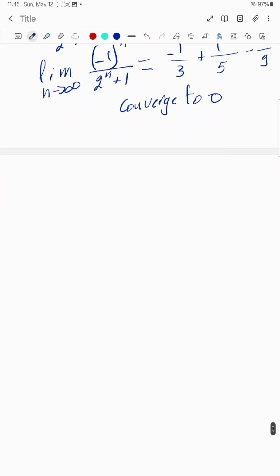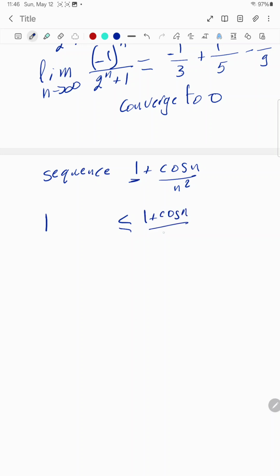Let's take the sequence 1 plus cos n divided by n squared. I know that the limit of that sequence is going to be between the one that is here, 1 plus cos n divided by n squared, and it is always there is a 1. And now I will study this one here. So there is a plus, I put plus here and plus here.